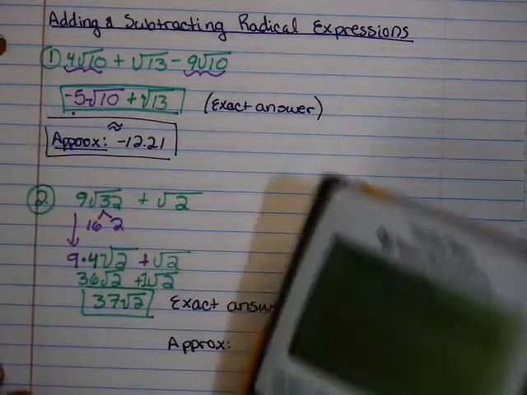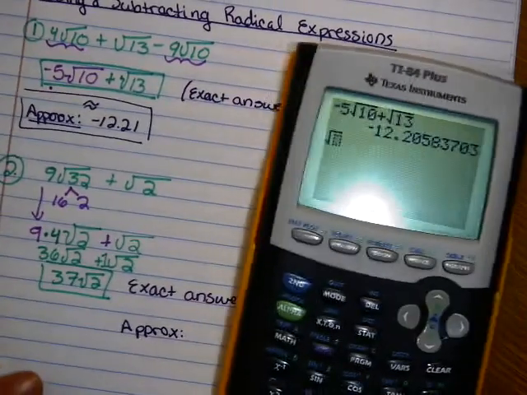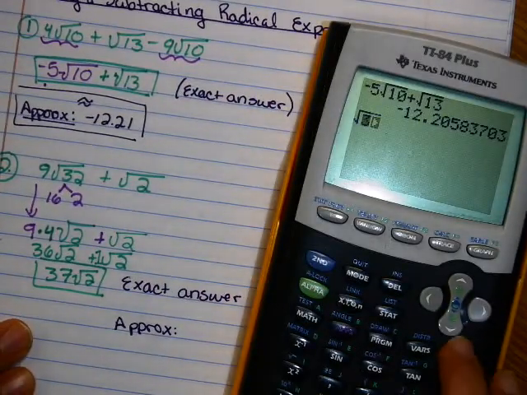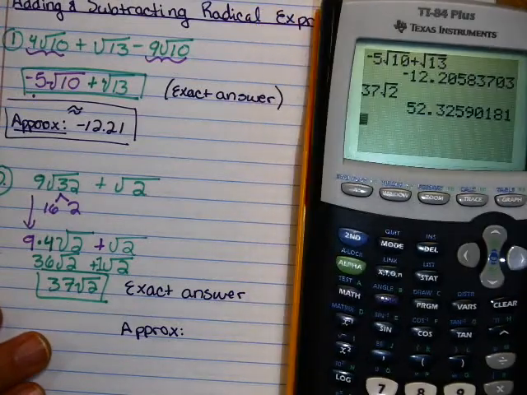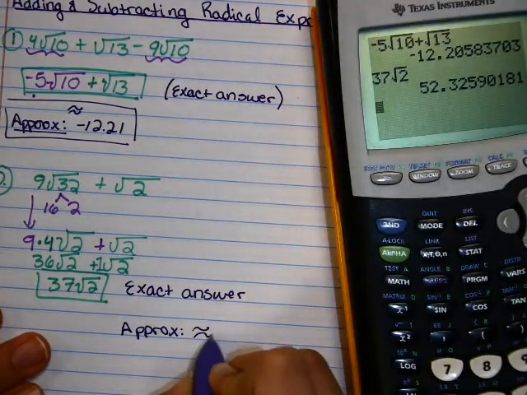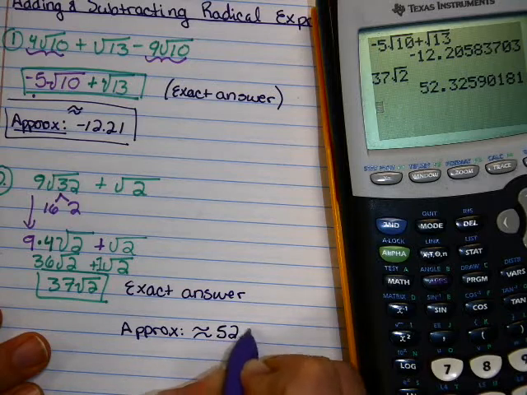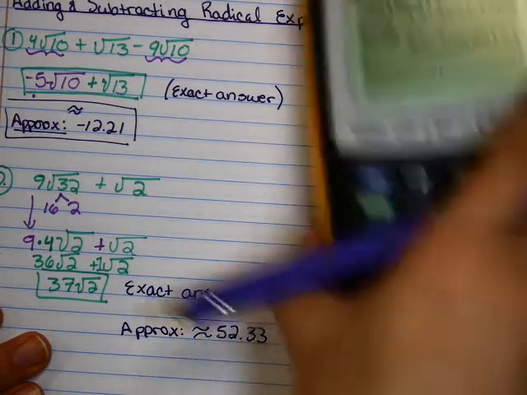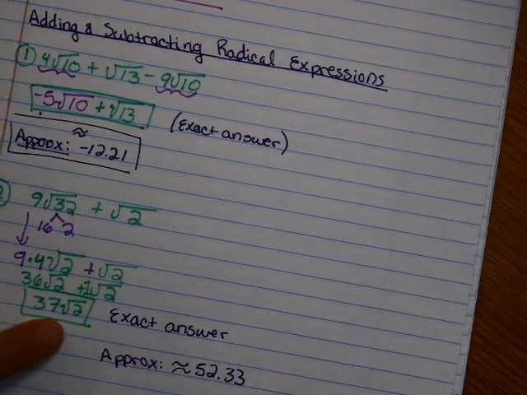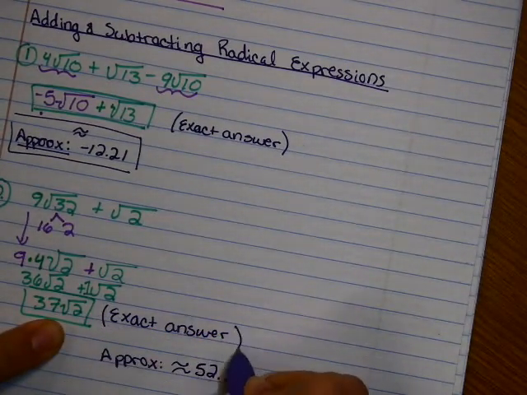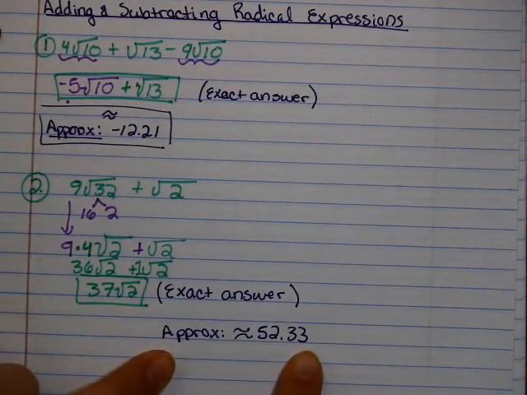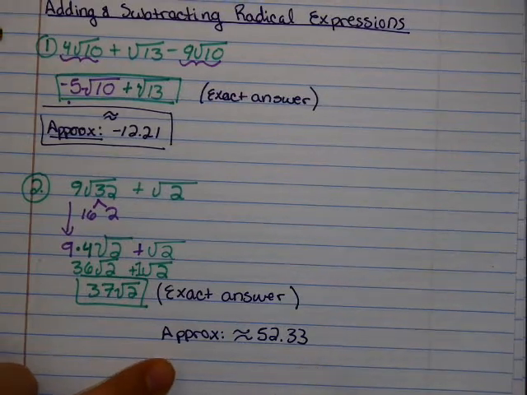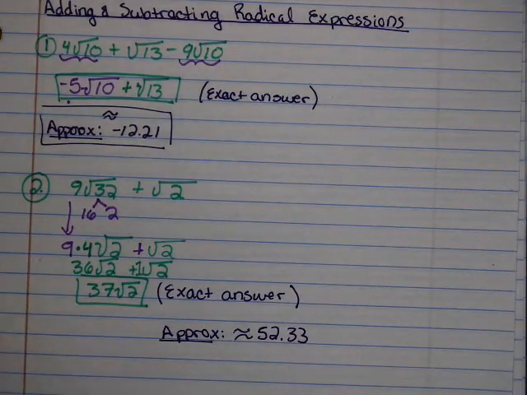So if I take my calculator again and I take 37 times the square root of 2, that's what I meant to type in. And let's round to the nearest hundredth. So approximately 52.33. Okay, so again, you guys, exact answers allow us to keep accuracy, where with approximate, we end up rounding at some point in our decimal answer and we lose our accuracy. All right, so that's the difference between approximate and exact.